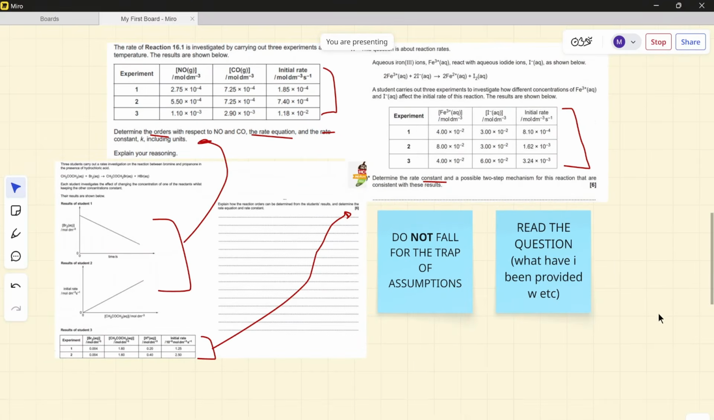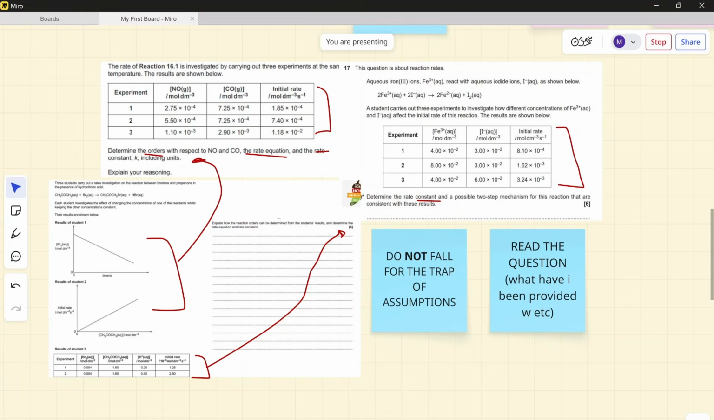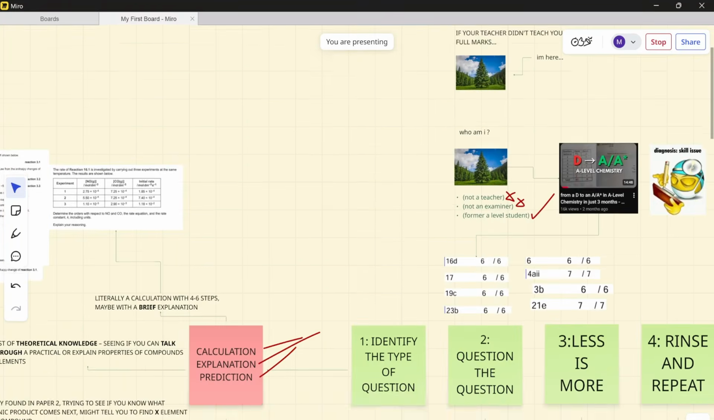So just because they are consistent, it does not mean you fall for the trap of assumptions. What do I mean by this? It does not mean you always determine the orders, rate equation, rate constant for reaction rates. You need to read the question and see what you have been provided. Sometimes they might already provide you with the rate equation or rate constant, and they might just want you to work out the initial rate, for example. So get used to the fact that questions are similar but not the same.